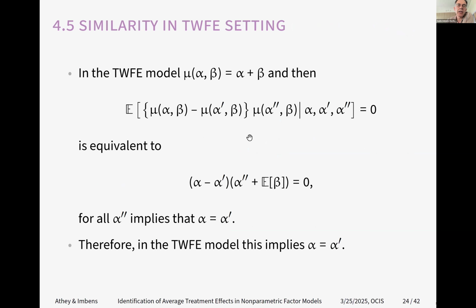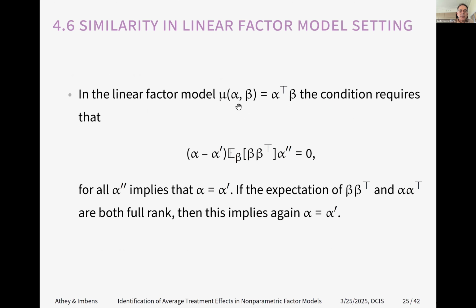So let me comment on that similarity distance, and what it actually looks like in simpler settings. If you have a two-way fixed effect model, that expectation of the difference between mu alpha prime multiplied with mu alpha double prime is equivalent to the difference between alpha and alpha prime multiplied by alpha double prime plus the expectation of beta. If you want that to be equal to 0 for all values of alpha double prime, then what you need is alpha to be equal to alpha prime. So in the two-way fixed effect model, that certainly is a natural condition. Similarly, in a linear factor model, this essentially amounts to requiring that the expectation of beta prime has full rank.